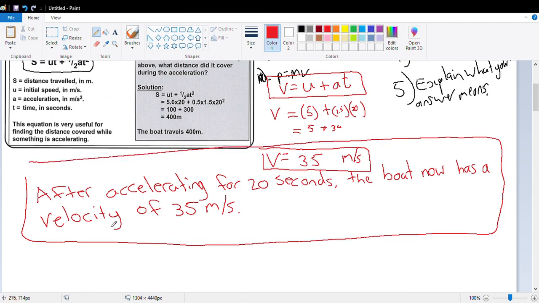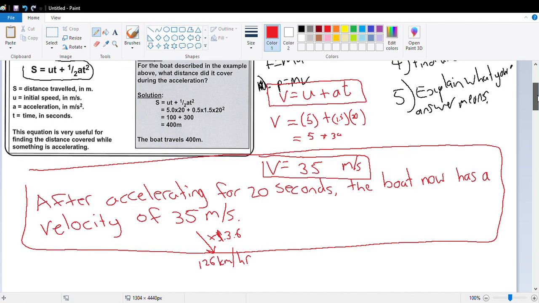Now, does this answer seem realistic? It really doesn't. 1, cars don't accelerate at a constant rate. The faster you go, the harder it is to accelerate. And 2, if I wanted to convert this into kilometers per hour, we said last lesson you times it by 3.6. If I do that on a calculator right now, you'll find that you're traveling very, very quickly. 126 kilometers an hour. It's a pretty quick boat. So it's not a very realistic question.